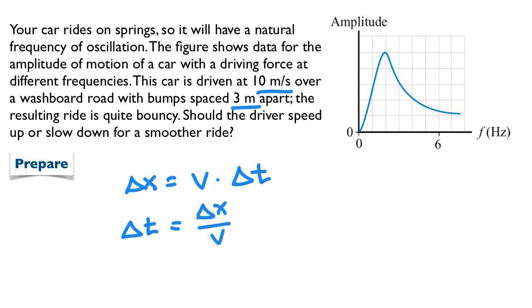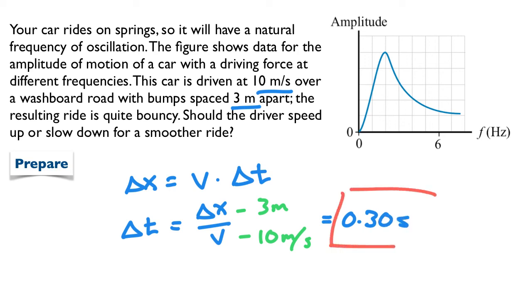Now if I'm traveling at a speed of 10 meters per second and the bumps are spaced 3 meters apart, what that tells me is I'm hitting a bump in the road every 0.30 seconds. And since we're modeling this as simple harmonic motion, that's telling me the period at which I am driving the car up and down on springs is 0.30 seconds. That corresponds to a frequency of 3.3 hertz. Okay, and with that in hand, we're ready to solve.